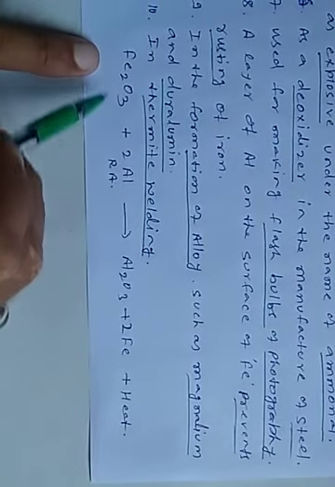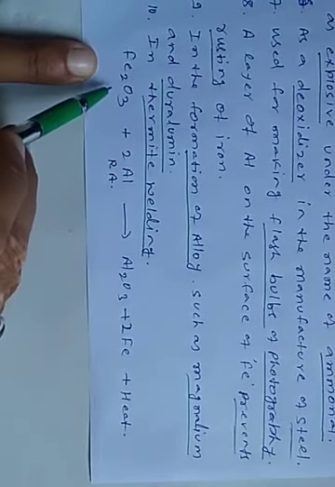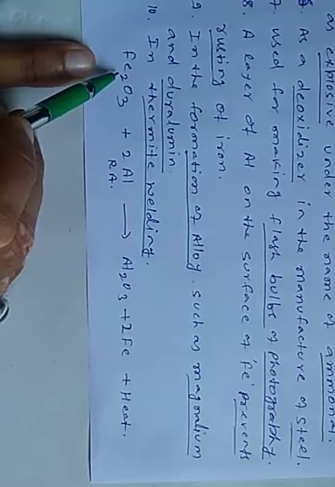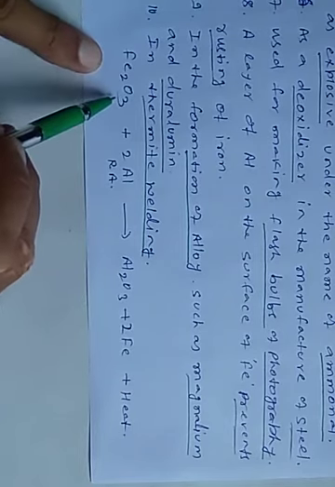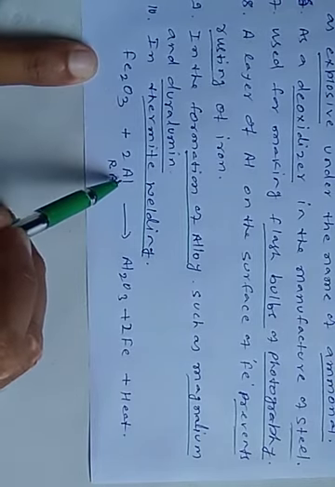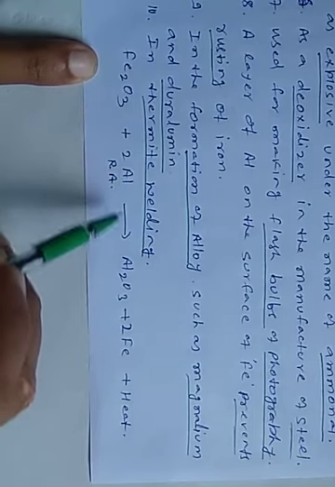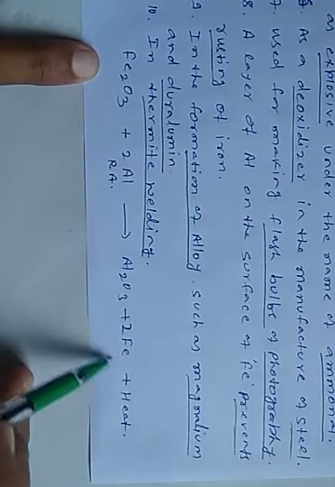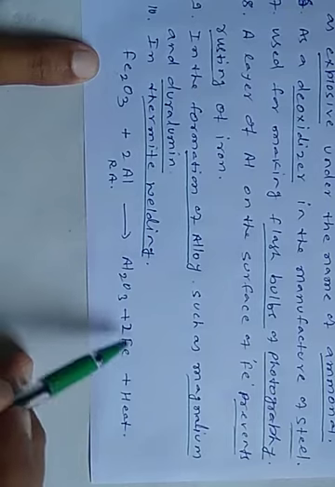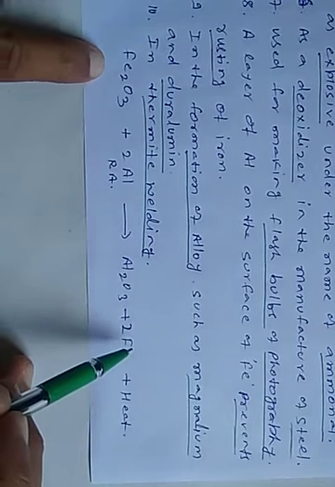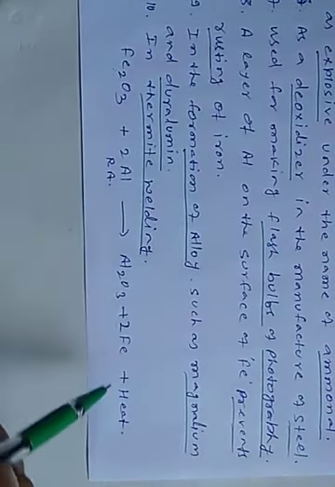Now in thermite welding, the reaction that takes place is when ferric oxide reacts with aluminium powder, they form molten iron, and that molten iron welds the cracked region of the rail or grills.